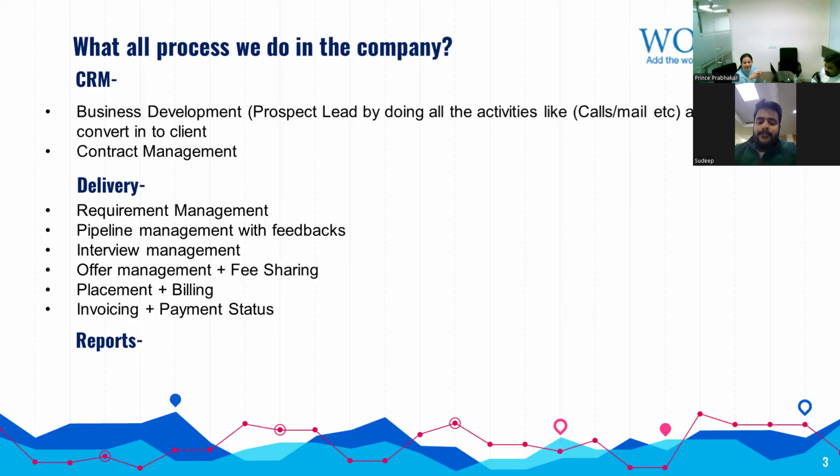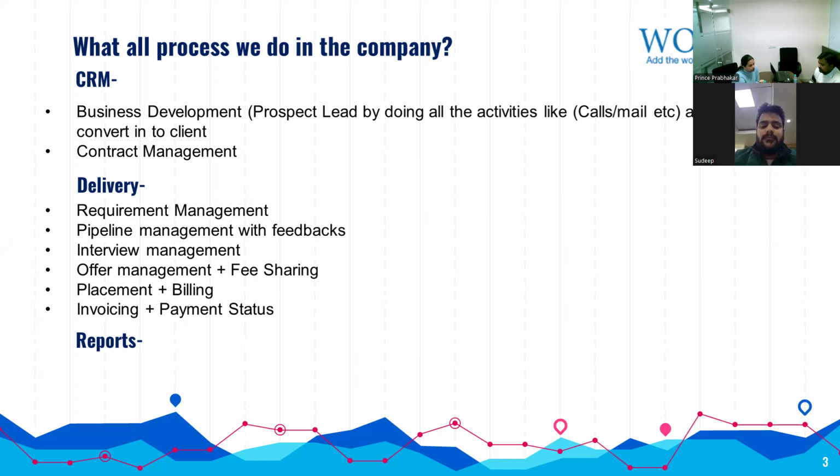Okay, so coming to the next slide. What all processes do we do in the company, or in the software, you can say. As I mentioned, we have three modules: CRM, delivery, and reports. We will go one by one. Under the CRM module, basically, we do CRM. You know the full form of CRM, client relationship management. Generally, we do the BD part over there, in the sense from where we start the BD. Generally, we have a prospect lead, right?